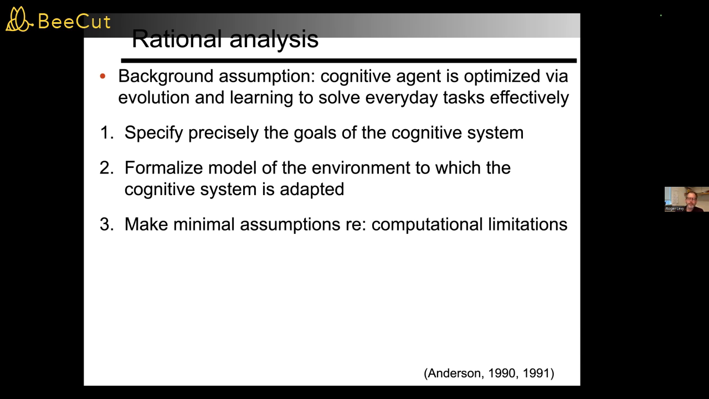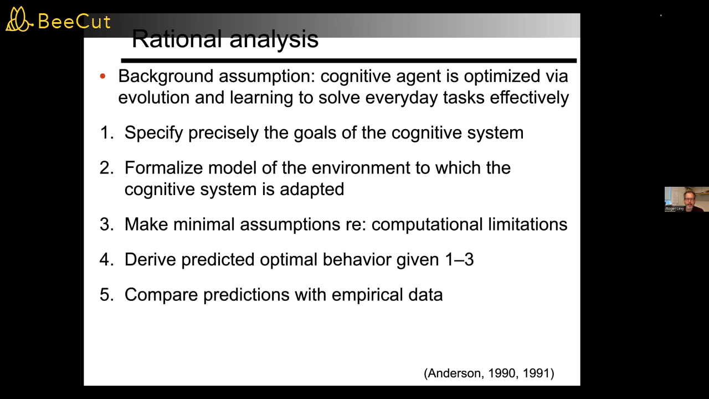Make minimal assumptions regarding computational limitations. That is, assume that unless evidence or other compelling characteristics suggest otherwise, whatever computational task is facing the mind does a good job at finding the optimal or a near optimal solution. And then derive predicted optimal behavior given these and test them against data.